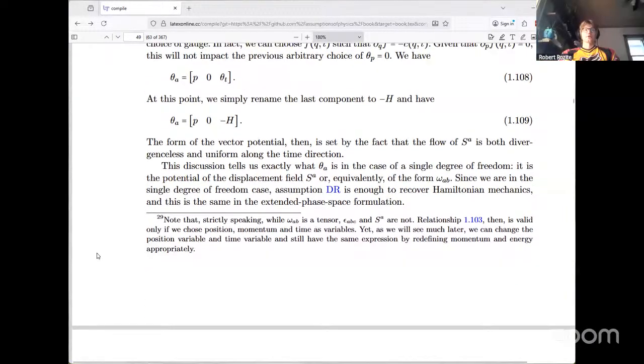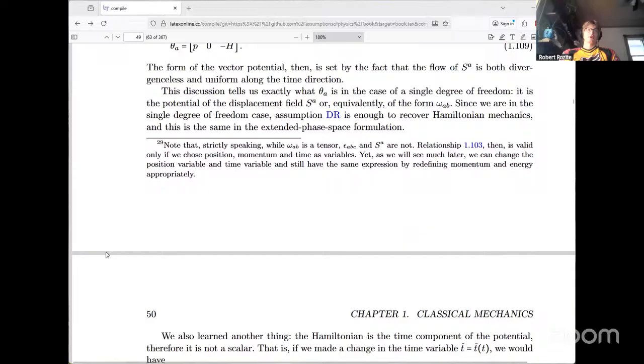This discussion tells us exactly what theta_A is in the case of a single degree of freedom. It is the potential of a displacement field S^A, or equivalently of the form omega_AB. Since we are in the single degree of freedom case, the assumption of determinism and reversibility is enough to recover Hamiltonian mechanics. And this is the same in the extended phase space formulation.